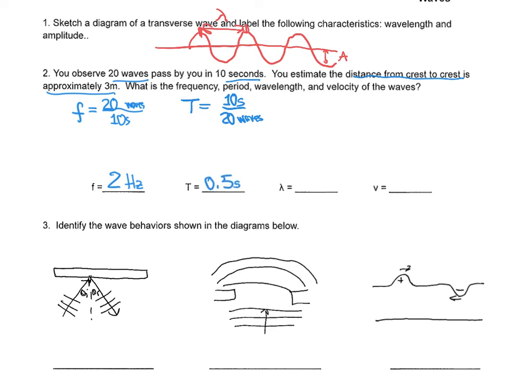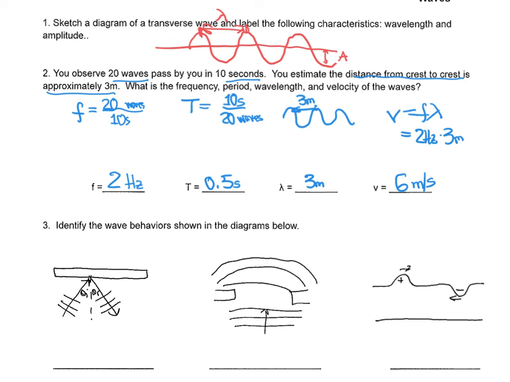All right, crest to crest is about 3 meters, they say. So crest to crest, hey, that's just the wavelength straight up. All good. And then remember our wave equation. Velocity is frequency times wavelength. So frequency is 2 hertz. The wavelength is 3 meters. So I have velocity of 6 meters per second. All right, hopefully that was easy.